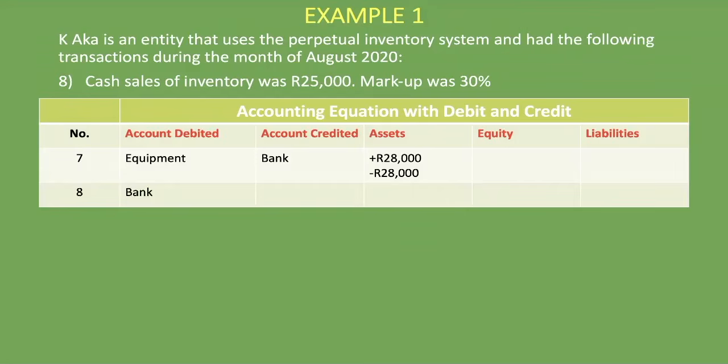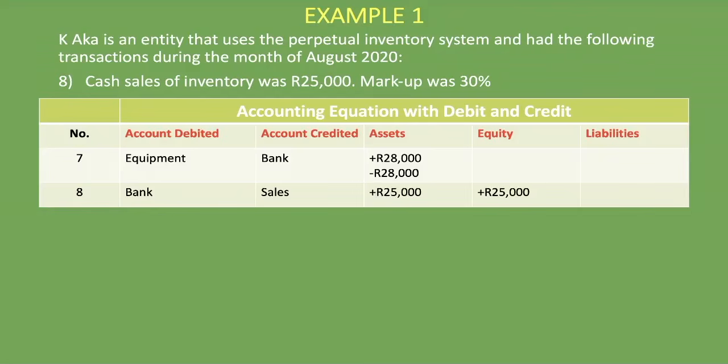And what is the account credited? Well, whenever we sell our inventory, our account credited is our sales, so we put that down. And what is the amount here? Well, we are told that the cash sale of inventory was 25,000 Rand, so that's an easy one. So we put plus 25,000 Rand on the asset side because our bank is increasing, and then we also put plus 25,000 Rand on the equity side because sales is an income which increases our equity.